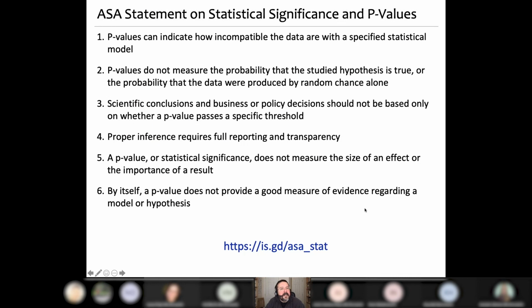Finally, the American Statistical Association statement on statistical significance and p-values. I won't read it, but you can read all these points. I talked about most of them. If you follow this shortened link, you will find the paper. It's a paper worth reading. It's only 2 pages. It's very concise, and it goes through all these 6 points about p-values and their interpretation.